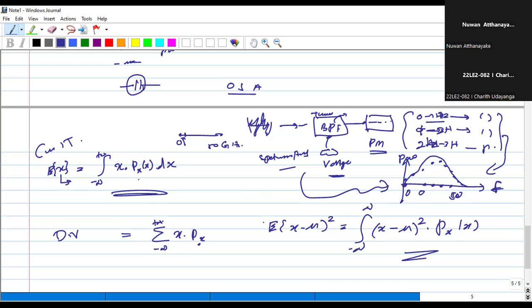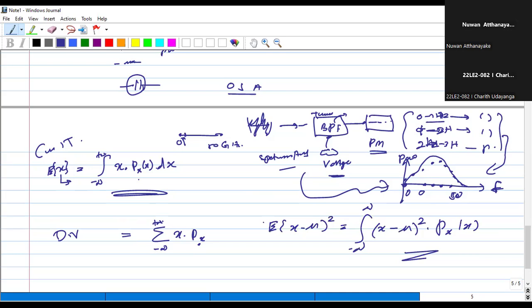5 probability is 0.4, 4 probability is 0.3, 3 probability is 0.1, 2 probability is 0.2. Once you add these, 0.4, 0.4, 0.7, 0.8, 1. Again, you should have 1, because the addition of the probabilities should be equal to 1. So these are the probabilities.